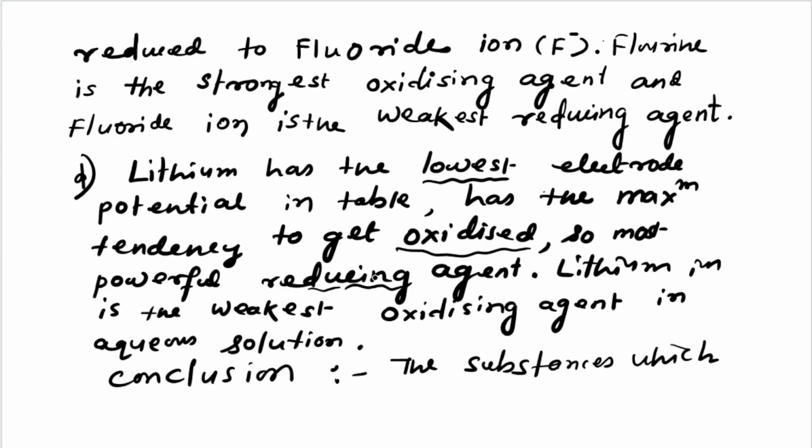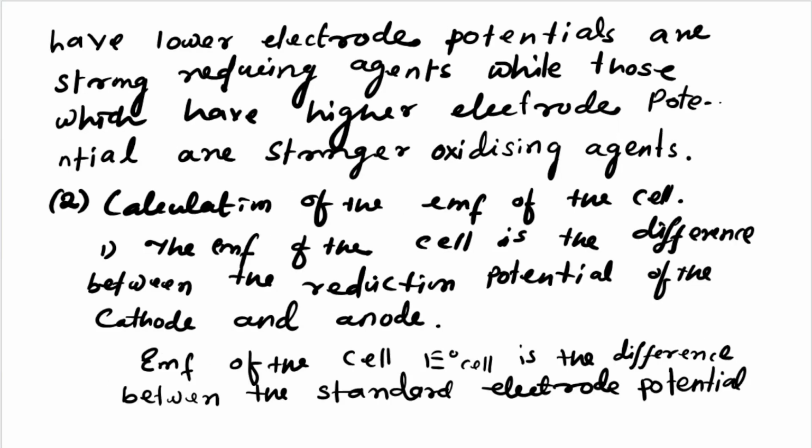So what happened here? Conclusion: the substances which have low reduction potential are strong reducing agents, while those having higher reduction potential are strong oxidizing agents. Calculate the EMF of the cell. How can you calculate the EMF of the cell? EMF of the cell is the difference between the reduction potential of the cathode and the anode.